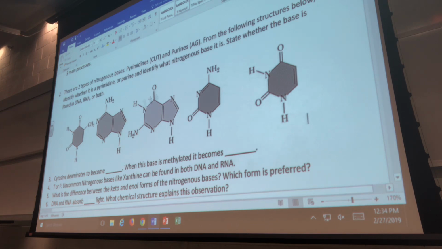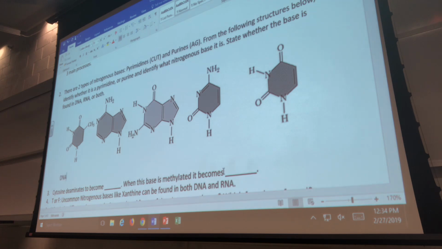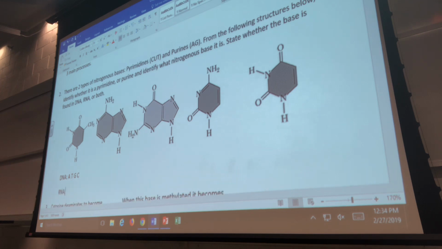Now we have to state whether they are found in DNA or RNA or both. So instead, I'm going to do it this way. There are 4 bases found in DNA naturally. What are the 4 bases? And you can give the letters, that's fine too. A's and T's, good. G's and C's. Adenine, thymine, guanine, and cytosine are your 4 bases that you're going to find in DNA. RNA is very similar. In RNA, you have A. Instead of thymine, though, you have uracil, guanine, and cytosine.